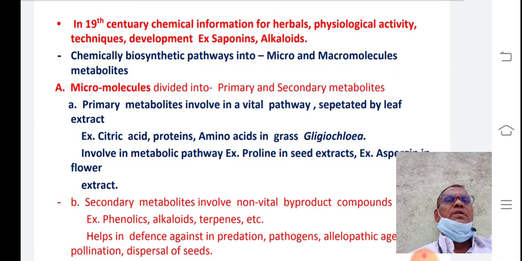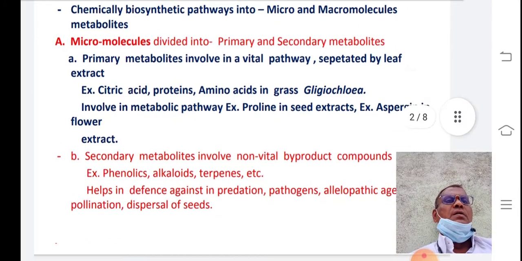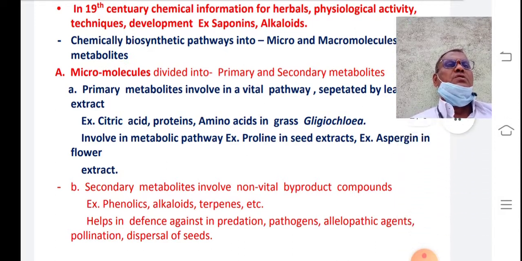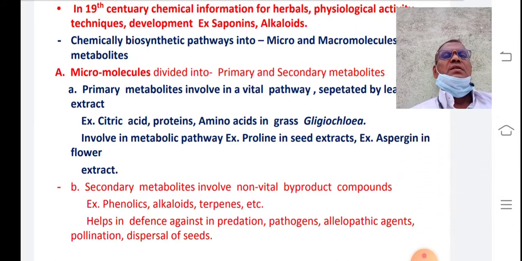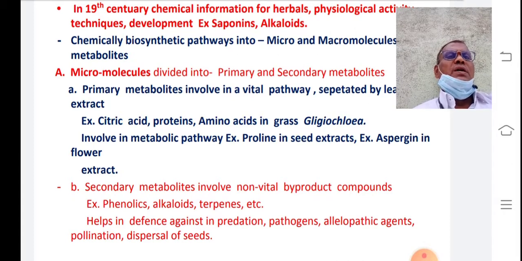The primary metabolites involve the phytal pathway, which is secreted with the leaf extract, right? For example, production of citric acid, proteins, amino acids, generally commonly seen in the grass, Gligiocolia. Gligiocolia is the good example. So you remember this. Then secondly, it involves a metabolic pathway. Example, proline in the seed extracts, or aspergin in the flower extract. So these are the primary.